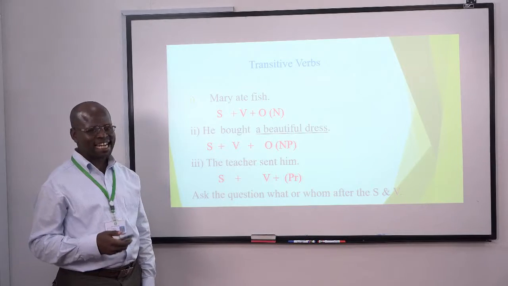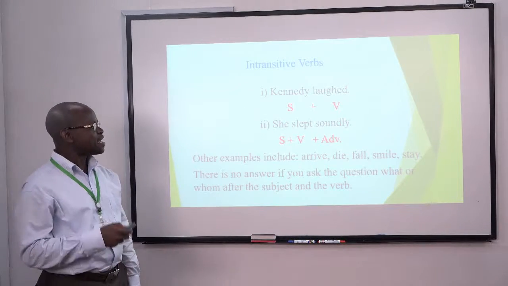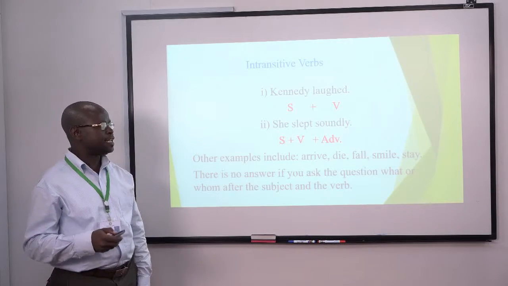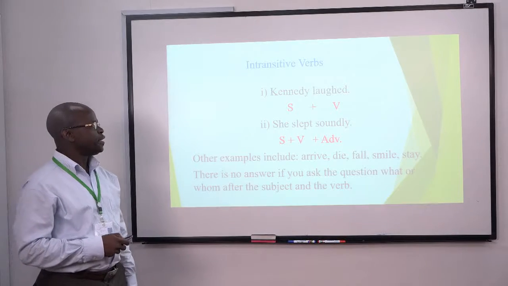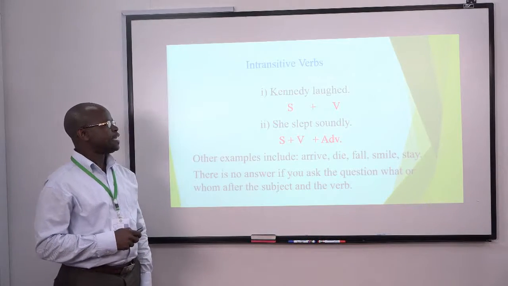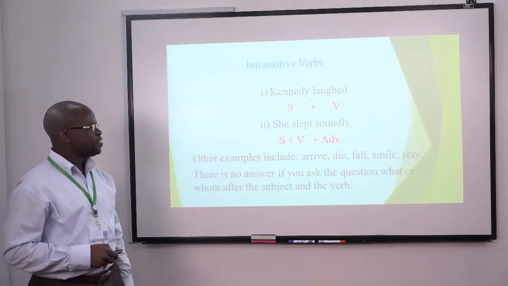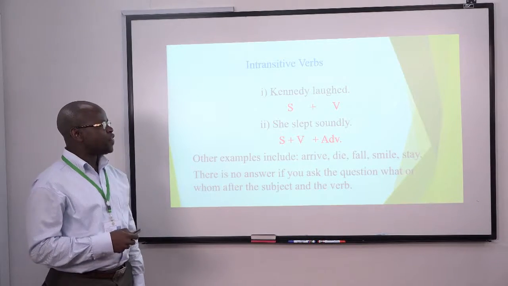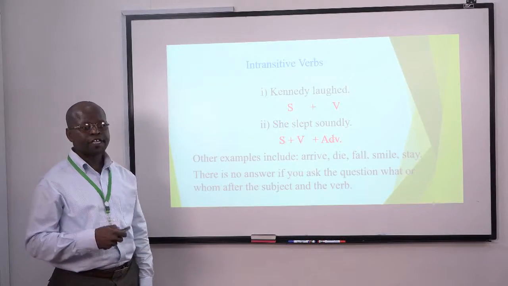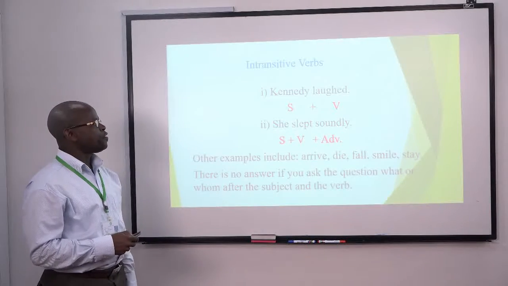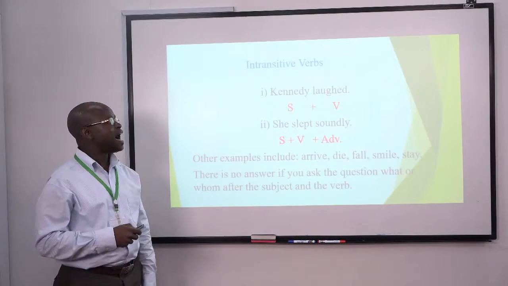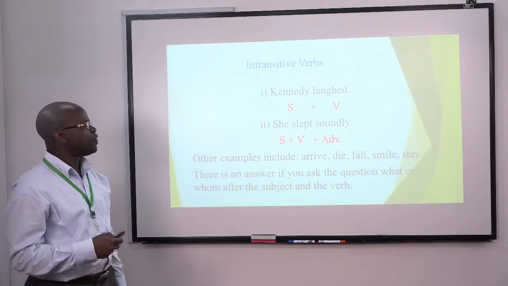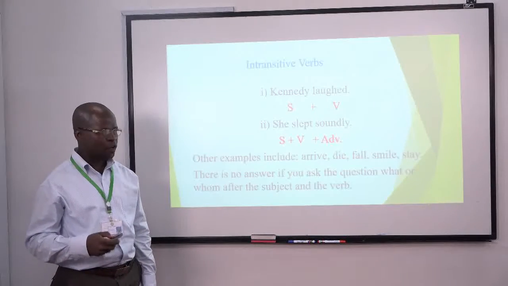So what is an intransitive verb? An intransitive verb is one that does not take an object in the sentence. For example, in sentence number 1 here, Kennedy laughed. So the word laughed relays complete sense without any object following it. So the verb laughed is an intransitive verb because it relays sense without being followed by an object.